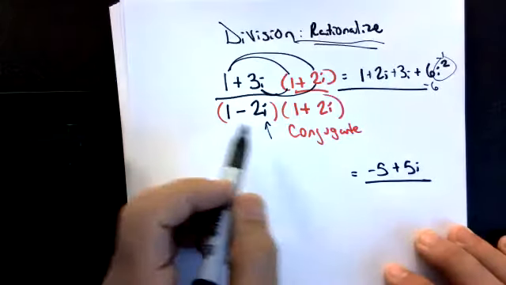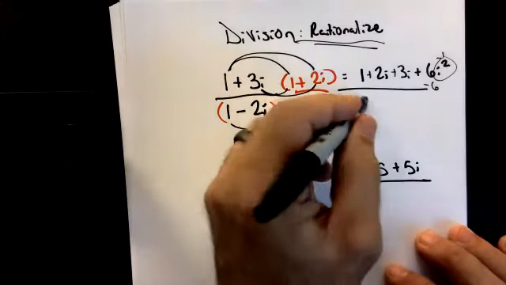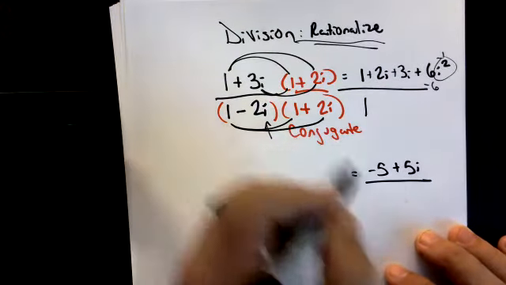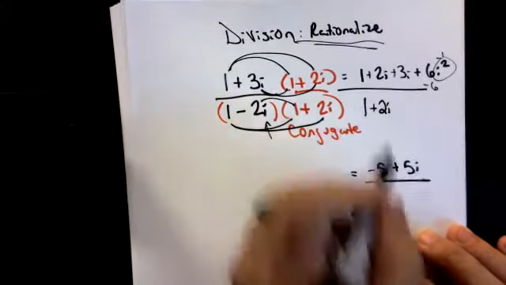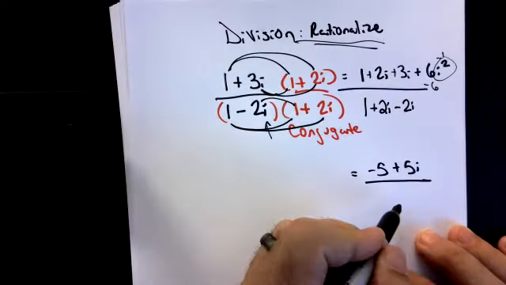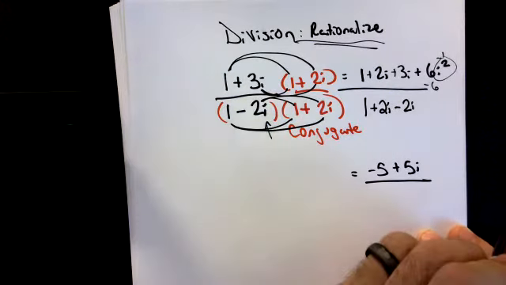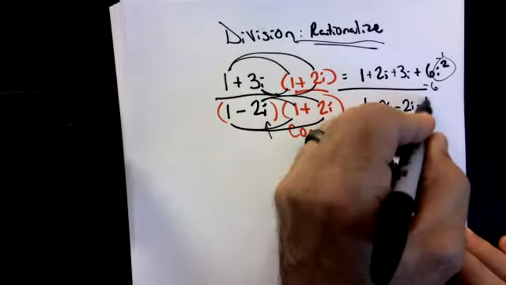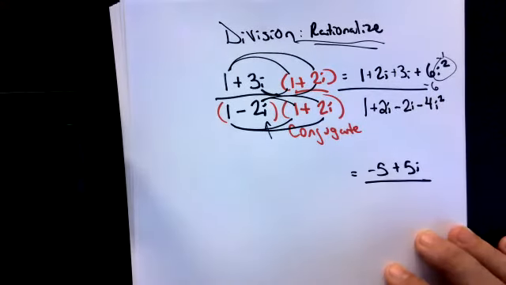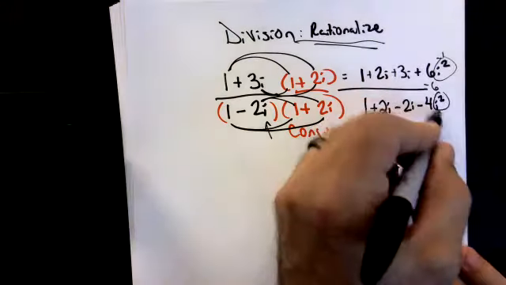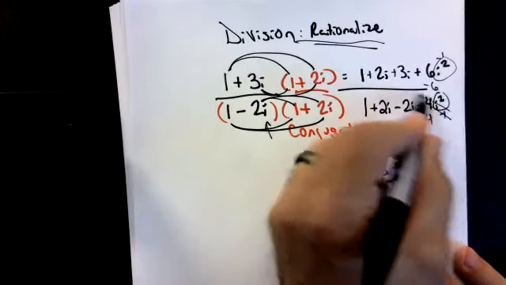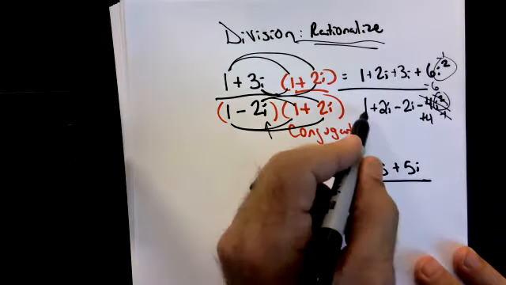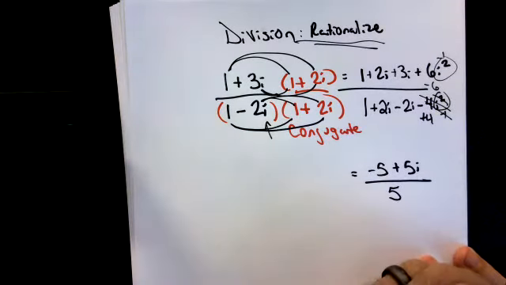Okay, same game. Let's clean up the bottom here. So if we multiply, 1 times 1 is 1. 1 times 2i is 2i. -2i times 1 is -2i. And -2i times +2i is a -4i squared. Again, i squared, that's a -1. -1 times -4, that actually makes this a +4. Okay, 1 plus 4 is 5.